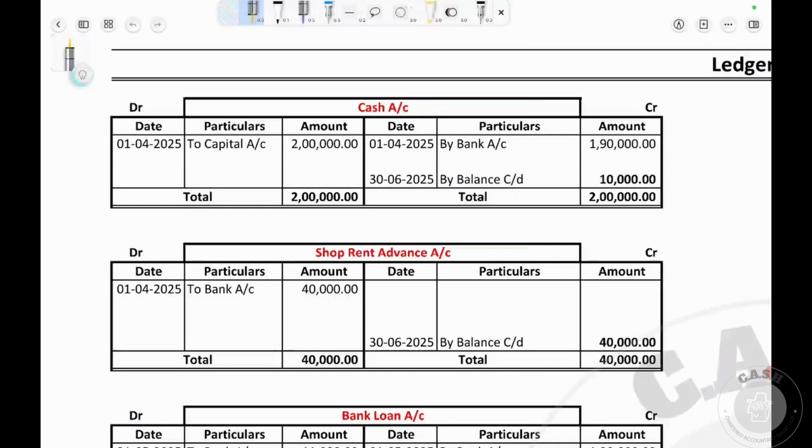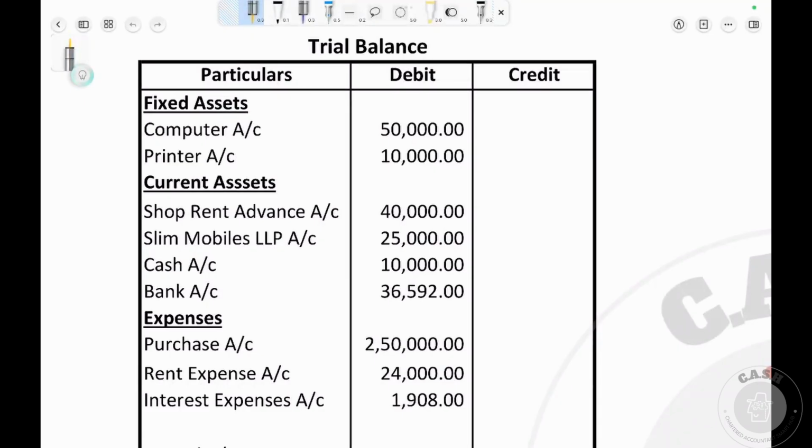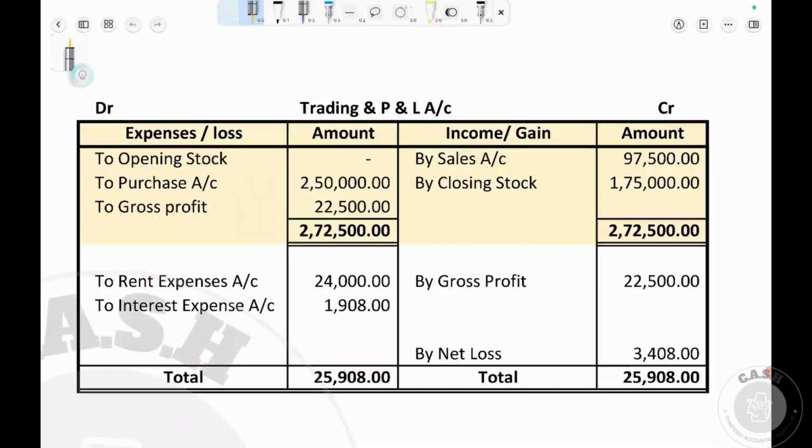So if you take the cash account, 2 lakh is the debit and 1,90,000 is the credit. So the balance is 10,000. With that concept, if you find out the closing balance of the ledger, then you can prepare the trial balance. So the trial balance will look like this. It will contain all the final balances of the ledger. Here also all the debit and credit should match. If your trial balance matches, then you can move on to the trading and P&L account.